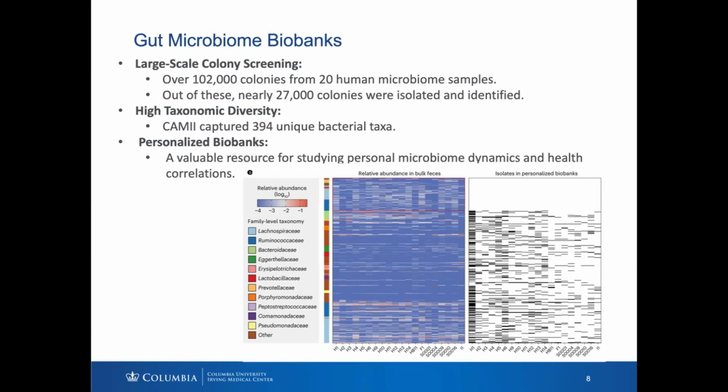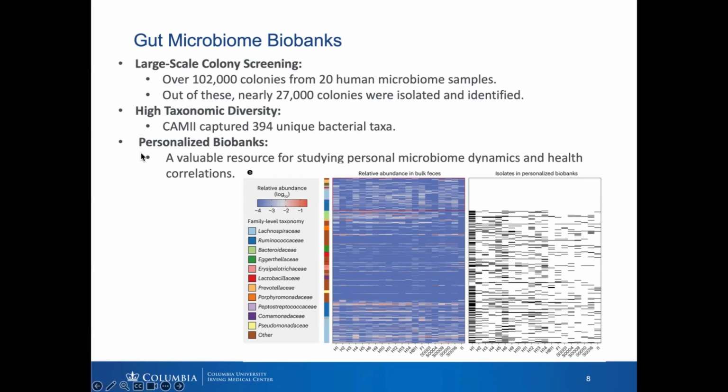So CAMI was able to capture 394 unique bacterial taxa, which means the ML algorithm that I was talking about really works well, because it was able to identify as many different phenotypic presentations of these bacteria as possible. And we were also able to bank all the samples. So whatever has been cultured now has a permanent glycerol storage at -80. And whenever you want to test something on one type of bacteria, you can just pull it out of the freezer and it will be ready to go.